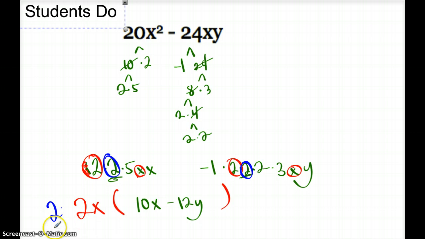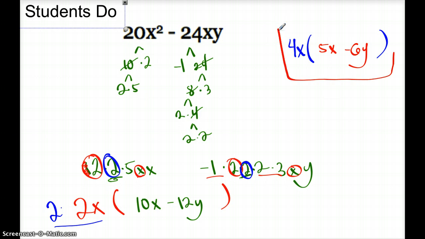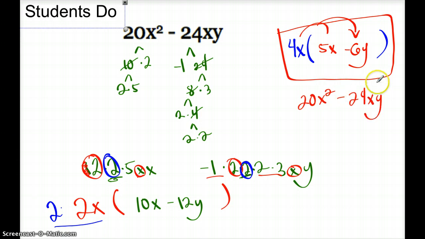Okay, so my final answer, 2 times 2x, is going to be 4x, and then the leftovers, the true leftovers. 5 times x, 5x, and here the true leftovers, -1 and 6, -6y. That's what we're actually looking for. Multiply to check. 4 times 5 is 20x squared, and 4 times 6 is -24xy, and that matches.